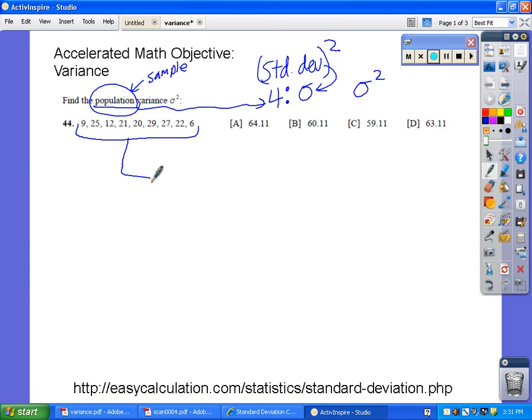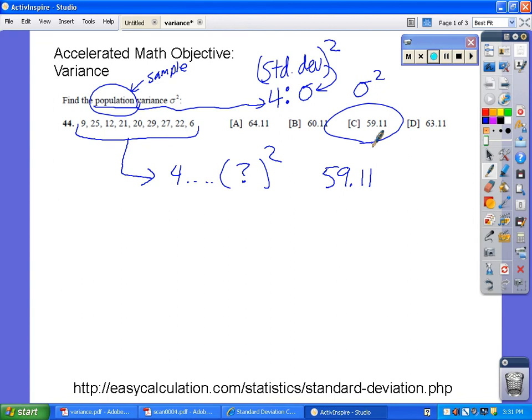So we put those things in the list, and we do our calculation, and we get the standard deviation from number 4, whatever that number is, and then we square it. I've done this ahead of time, and we square that, and I get 59.11. So it's letter C.